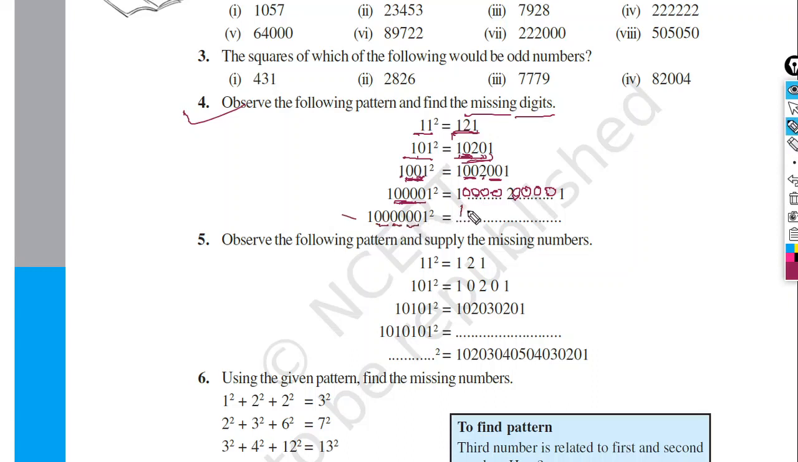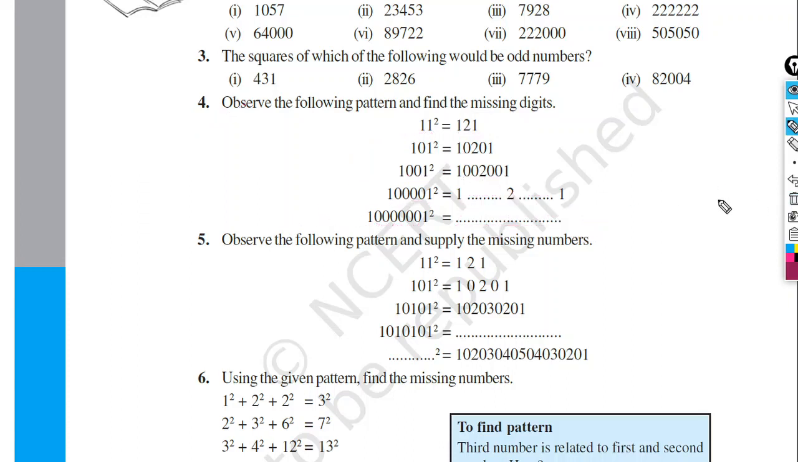1, then six zeros (2 3 4 5 6), then you write 2, then again six zeros (2 3 4 5 6), then finally 1. So this will be your answer, okay. So this is a pattern.